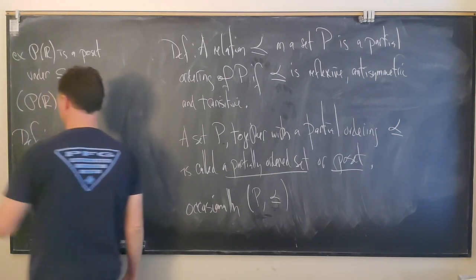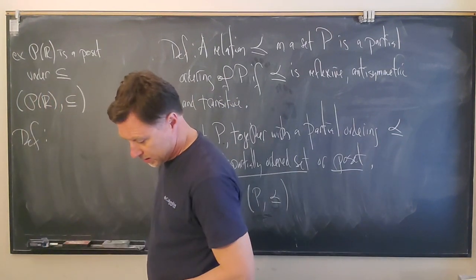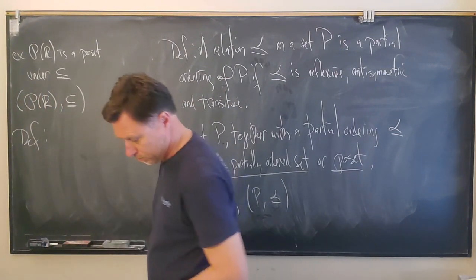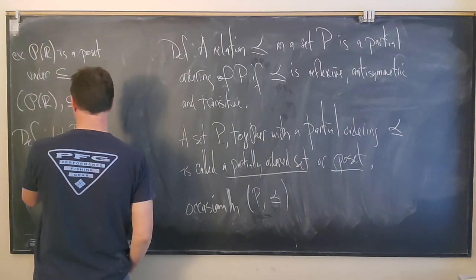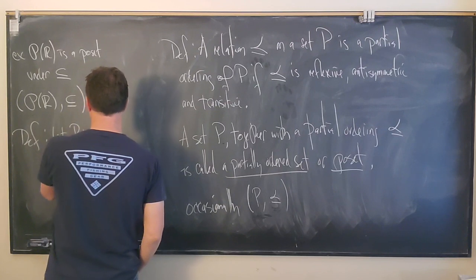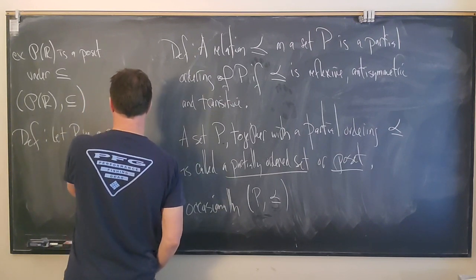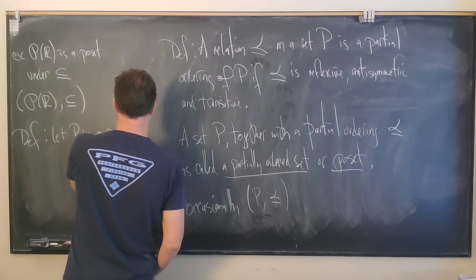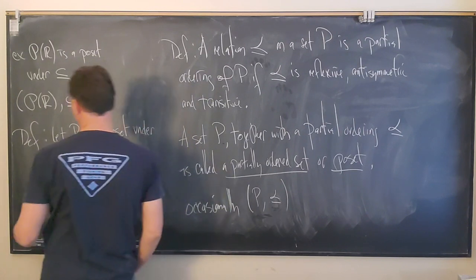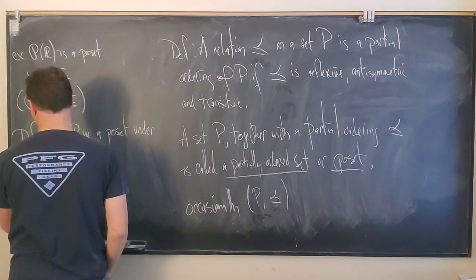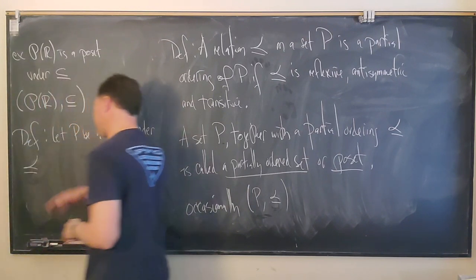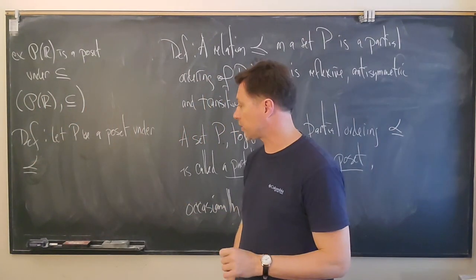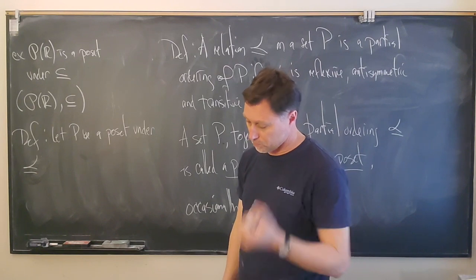So next, let's let P be a poset under a partial ordering. I'm just going to use the generic symbol right there. Think of this as a generalization of less than or equal to.